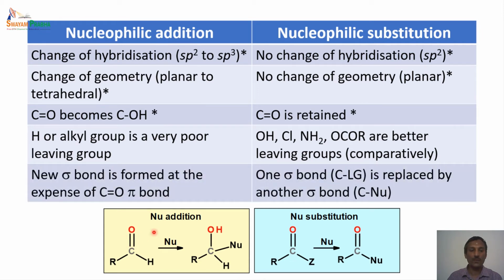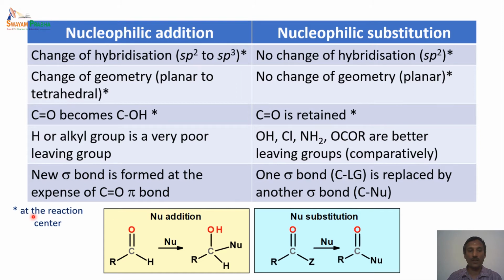And in the case of nucleophilic addition, a new sigma bond is formed at the expense of a C double bond O, that is a pi bond. So one pi bond is converted into one sigma bond. New sigma bond is formed in this one, which increases the stability of the molecule. Whereas here, one sigma bond is replaced by another sigma bond. That means the Z group is the leaving group. Its bond is replaced by a new nucleophile and the carbon sigma bond.